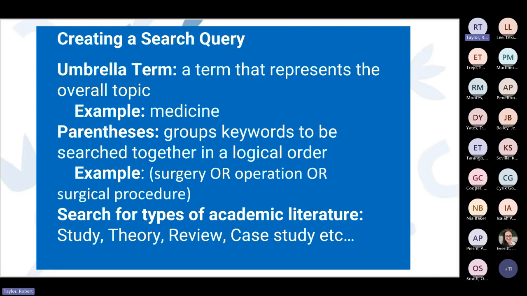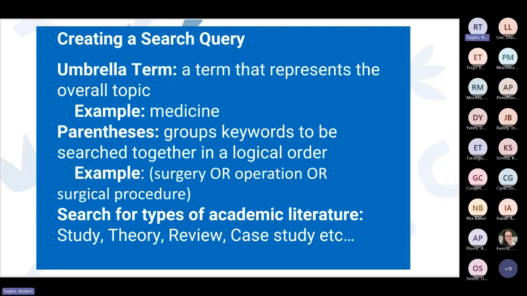And what the database is actually doing is using order of operations. So in other words, parenthetical expressions are run first. So if we searched surgery or operation or surgical procedure and then and medicine, because surgery is in parentheses, that's going to be run first. And now our results are going to basically be every article that mentions these words that also mentions medicine.